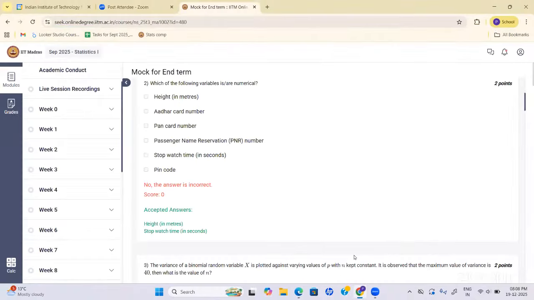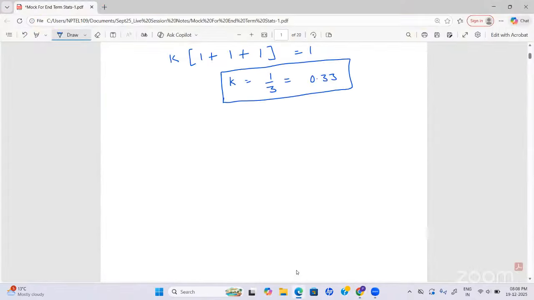Okay, so here in question number 2, height and stopwatch time, these two are numerical variables.